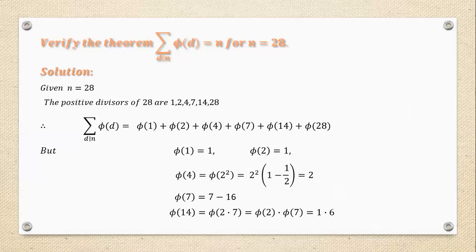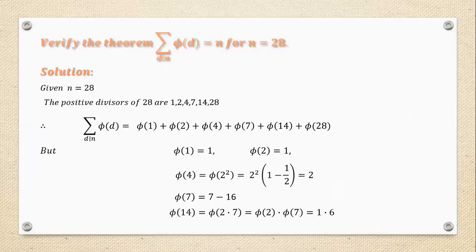Now another value, phi of 7. Since 7 is a prime, we write 7 minus 1, and the answer is 6. Next one, phi of 14. 14 is a composite number. We have to convert it into prime factors, so we can write phi of 2 into 7. As per this rule, we can split it into phi of 2 into phi of 7. The value of phi of 2 is 1 and phi of 7 is 6. When we multiply, we get 6 as the answer for phi of 14.